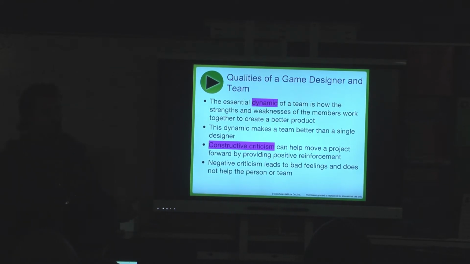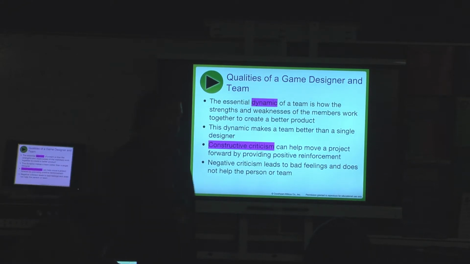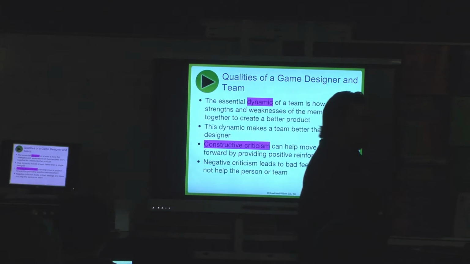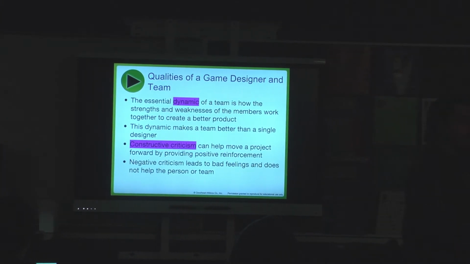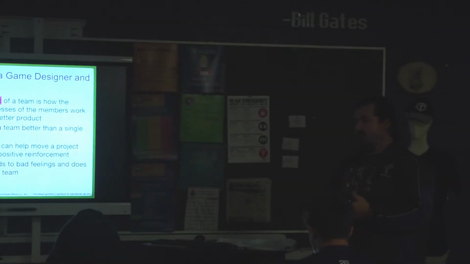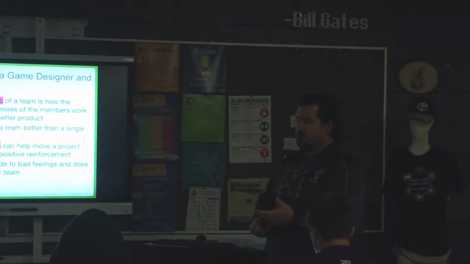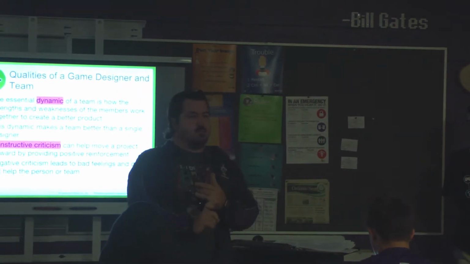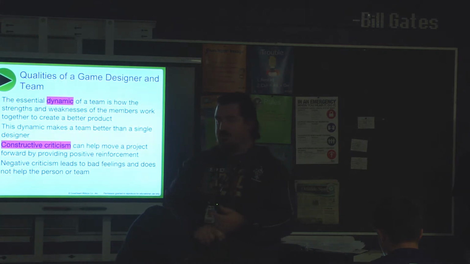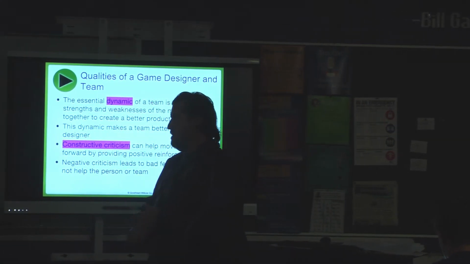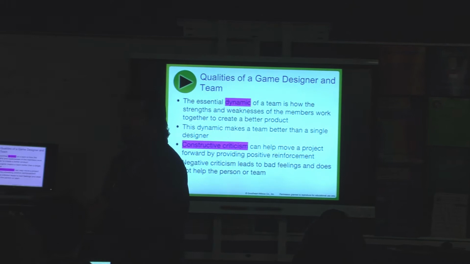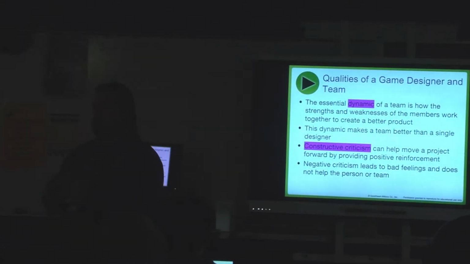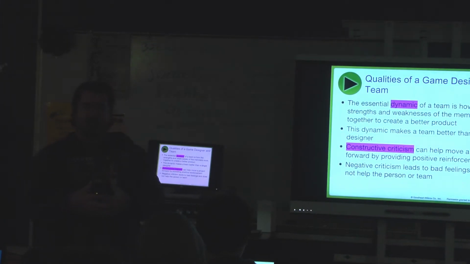Now, a dynamic, very simple. Let's say you have 4 people in a group. One of the people is very good with social skills. One person is very good with writing and storyboarding. One person is very good with computer programming. And the other person is very good with leading and being a project manager. You put those skills together, you have a really good dynamic.